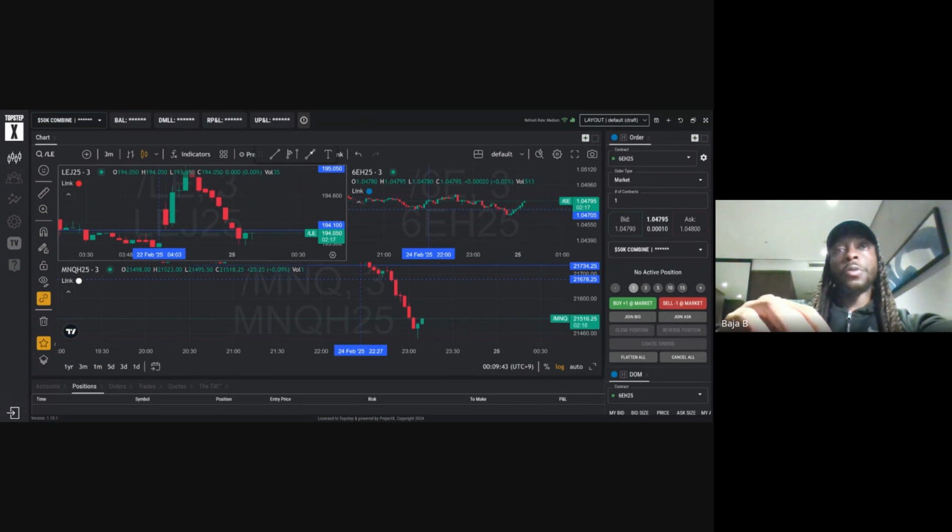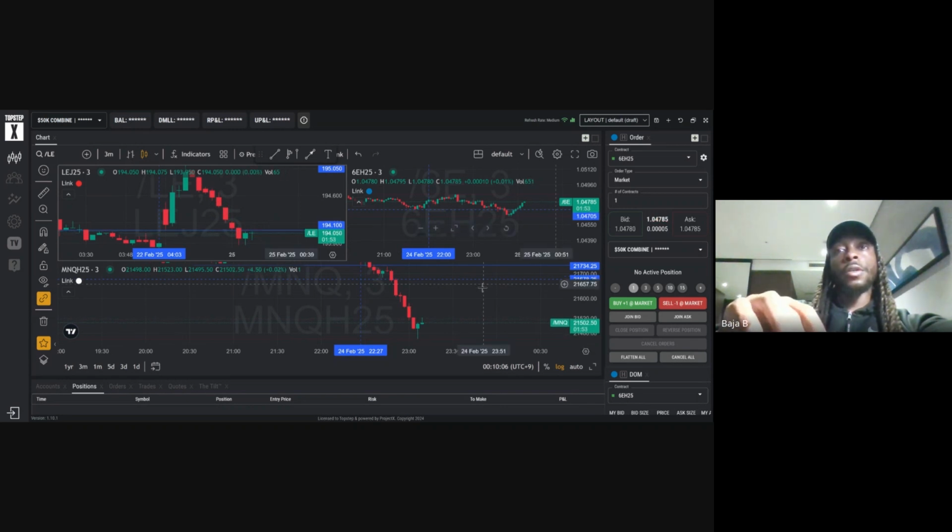So NQ is also pulling back. So I like that. If NQ can pull back and trigger down south, I'll take that. If live cattle can pull inside and trigger, I'll take that. I don't like this breakout. It's really weak. We got a minute and some change left.